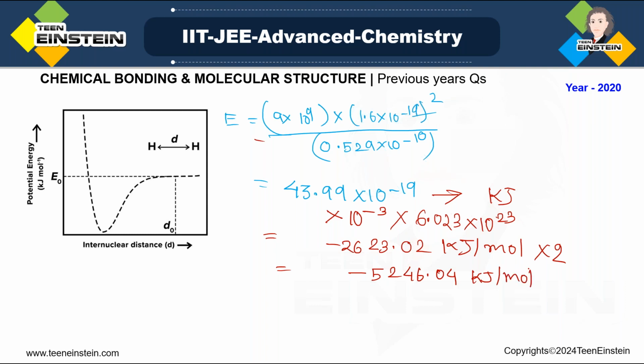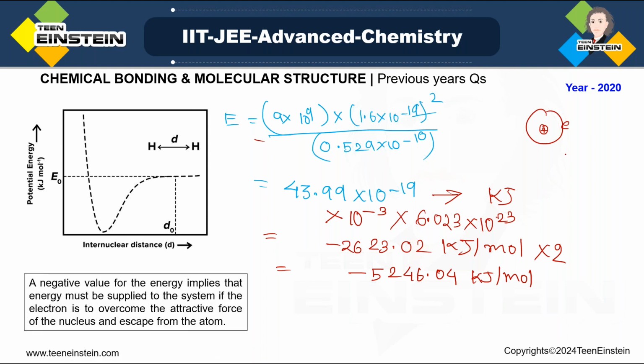And the significance of this negative value, remember, when electron and proton are far apart from each other, at that condition the energy is 0. That means when it is close to the nucleus, now the energy will be negative. So the significance of a negative value for the energy is that you must supply energy to the system if the electron is to overcome the attractive force of the nucleus and escape from the atom. That process requires energy, right? So that is why this value will be negative.